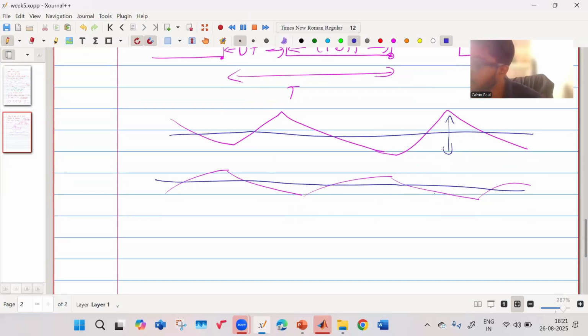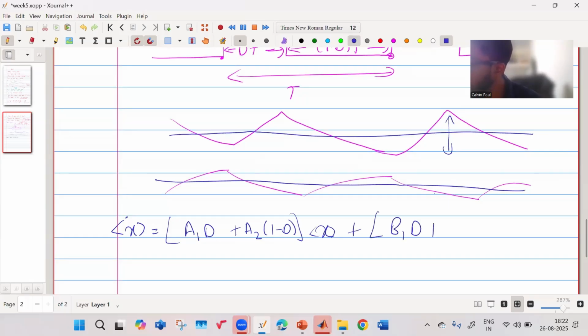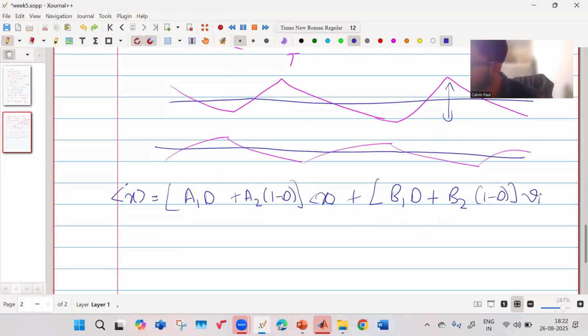So in that case, you will do A1 into D plus A2 into (1 minus D). This is your averaged out dynamics into X, plus B1 into D plus B2 into (1 minus D) into Vm. This is how you proceed with it. And then afterwards, sorry, this should not be capital D. It should actually be small d.